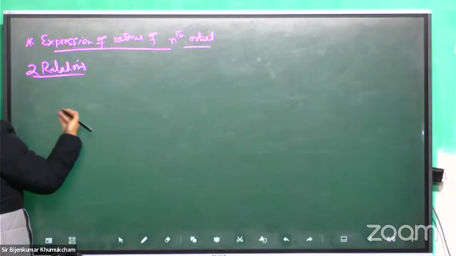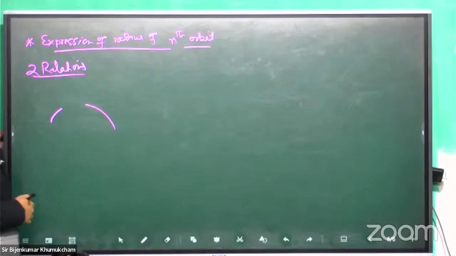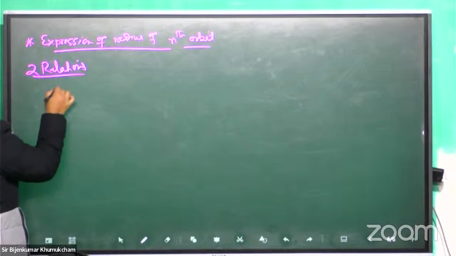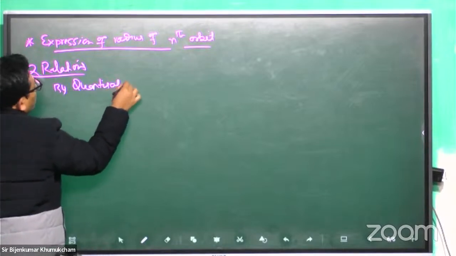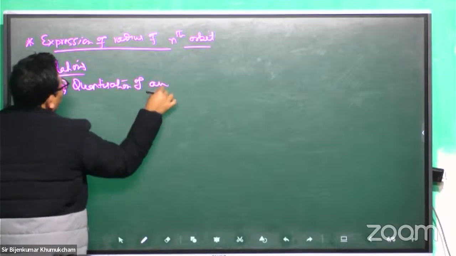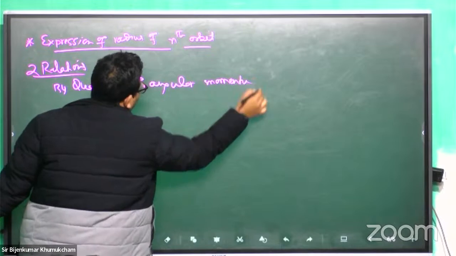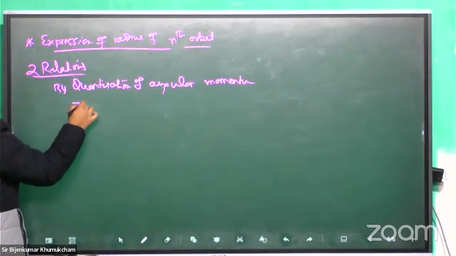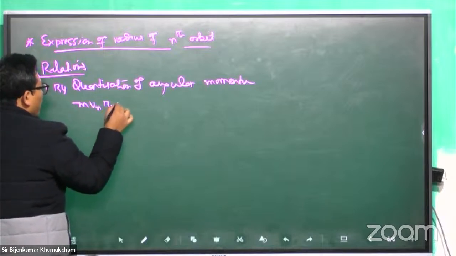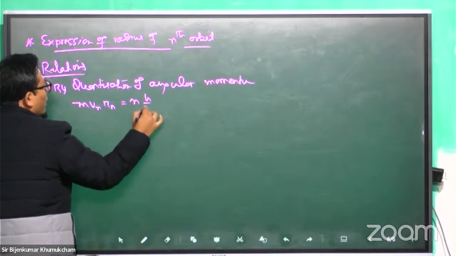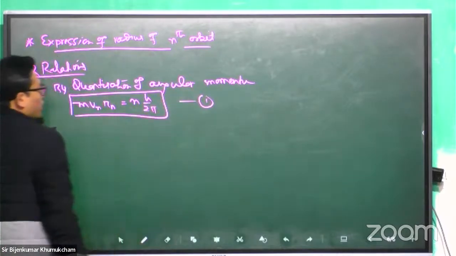In any orbit, the angular momentum is quantized. By quantization of angular momentum, in any orbit, m v_n r_n equals n times h by 2 pi. Is that clear? This is a very important expression.